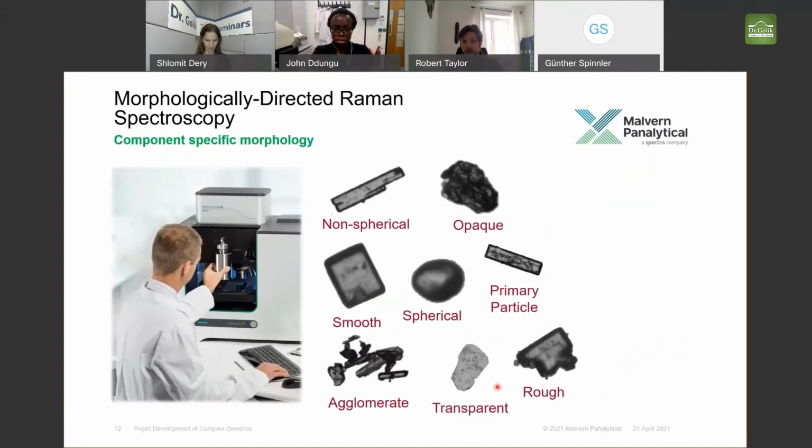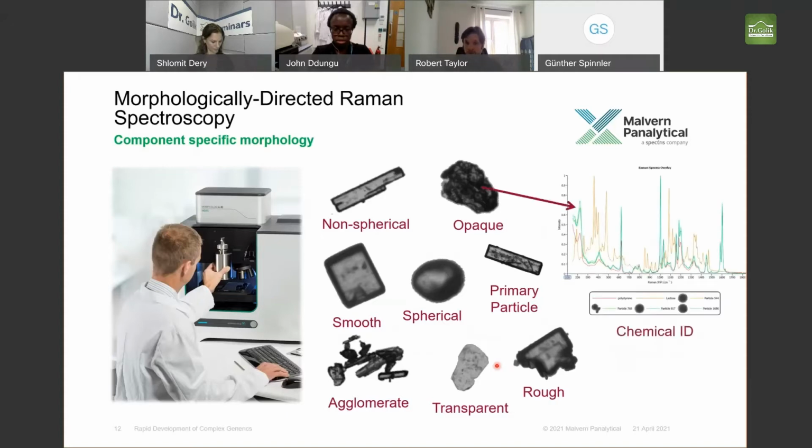And then because we have the Raman spectrometer integrated into this system as well, we can also start to understand what's the chemical makeup of these particles? And if you have multiple components in your product, then you can separate them not only on their particle size and shape, but also on their chemical identity.